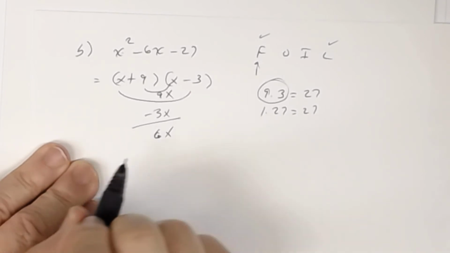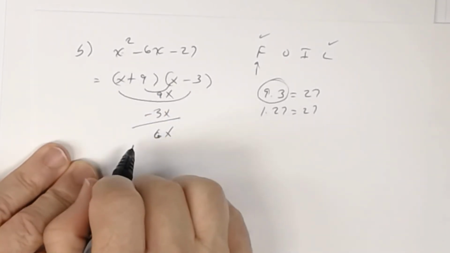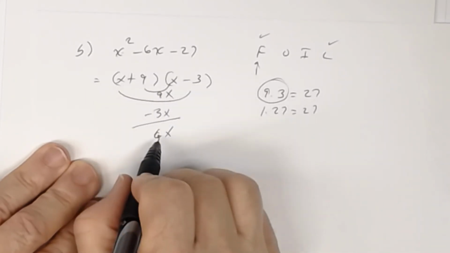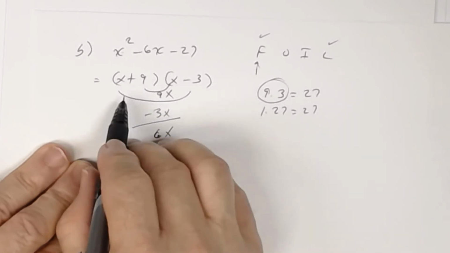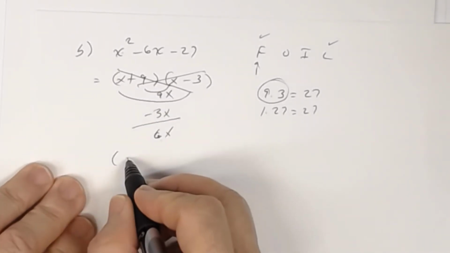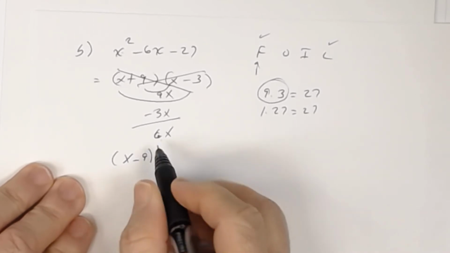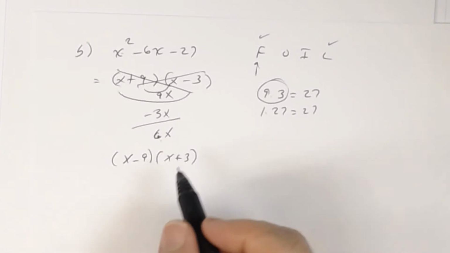Well, all that means is this. See, this is almost the same as this, right? They're opposites. So since this and this are opposites, all that means is that I just have to change the signs in here. So instead of saying x plus 9, you're going to say x minus 9. Instead of saying x minus 3, you're going to say x plus 3. And then now notice it works.